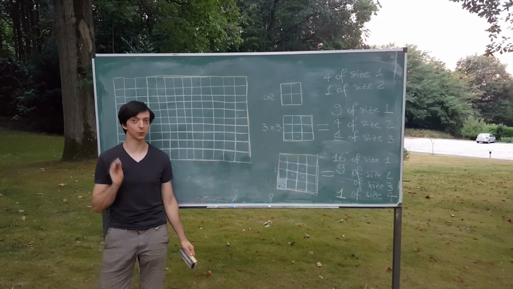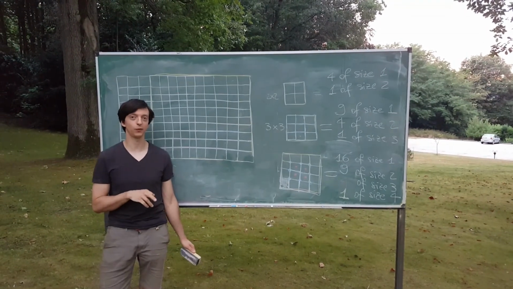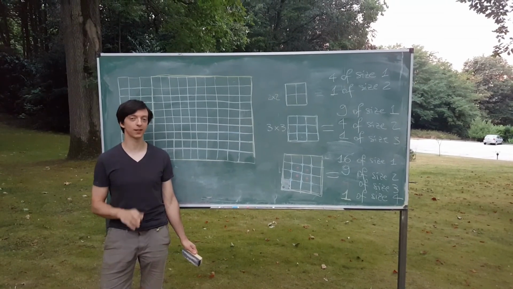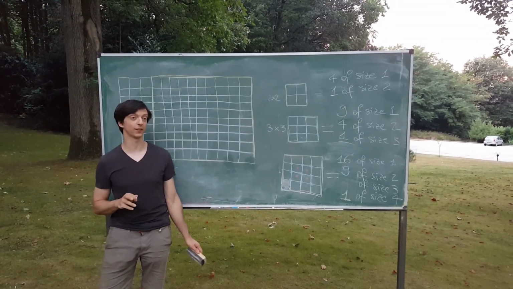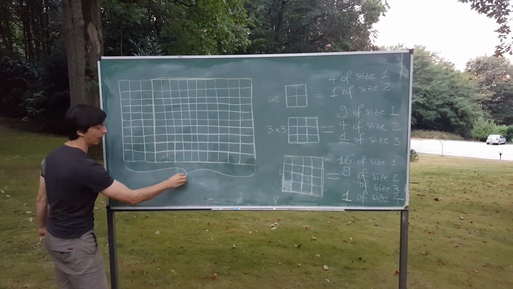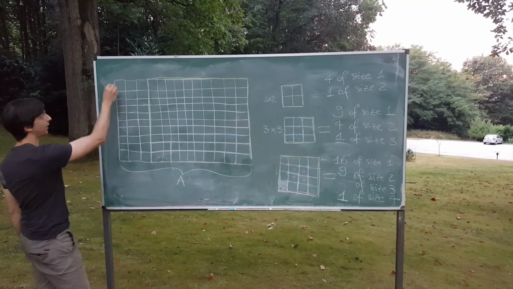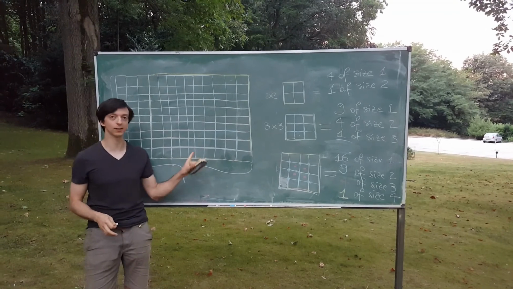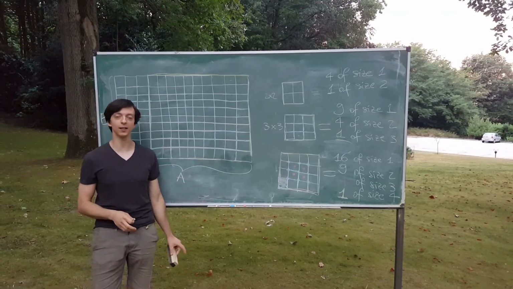I have a super hard problem for you now. Can you find out in general how to count squares on a rectangular grid? The length of this grid is A, and the height of this grid is B. Can you tell me how many squares you will count inside? Good luck!